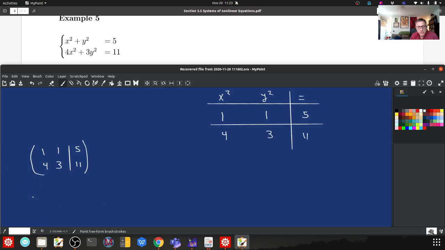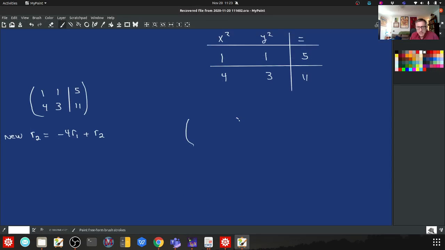So what I want to do, again, I always want to get a 0 right here in my entry. So the diagonal and then a 0. So I'm going to say my new row 2 is going to be equal to minus 4 times my row 1 plus my existing row 2. So the only thing that's changing is going to be my row 2.